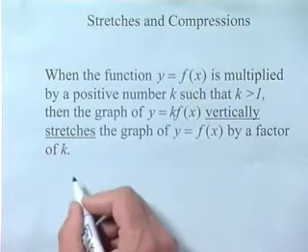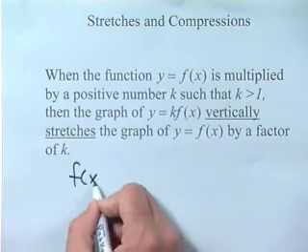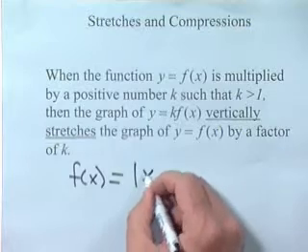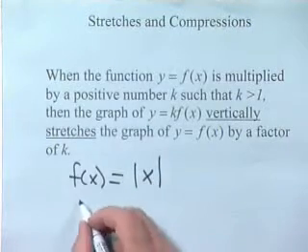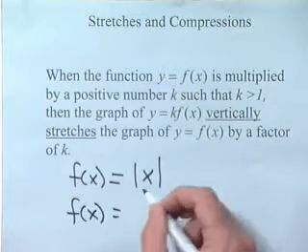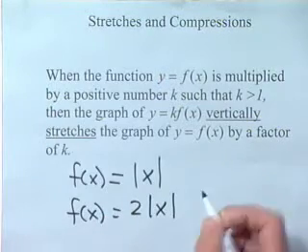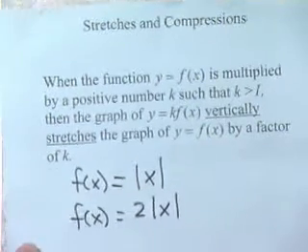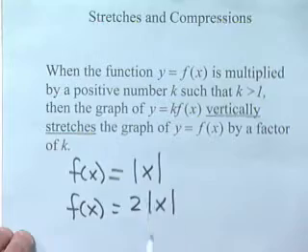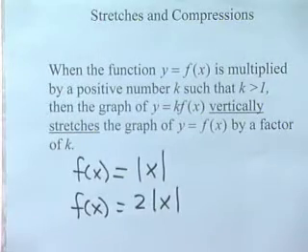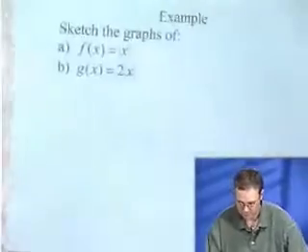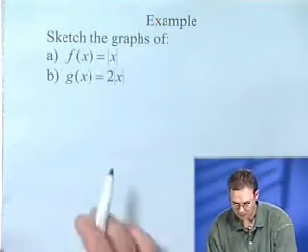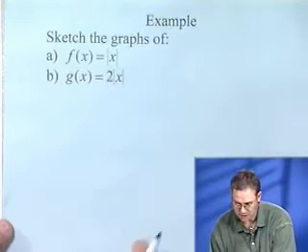Now, in other words, if you start with a function, we'll say absolute value of x, we want to see what happens to the function, say 2 times the absolute value of x. So my k in this case would be 2. Obviously, there are two different functions, and we want to see how they're related and what the two graphs are going to look like. So let's sketch the graph of absolute value of x, and then we'll graph 2 times the absolute value of x.